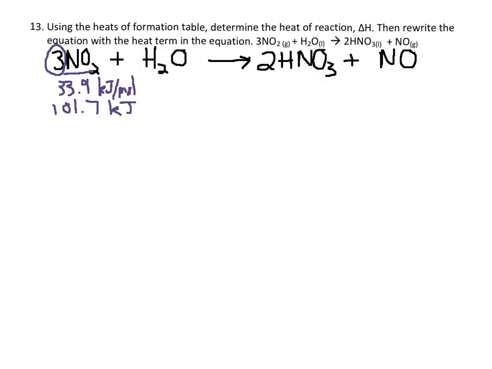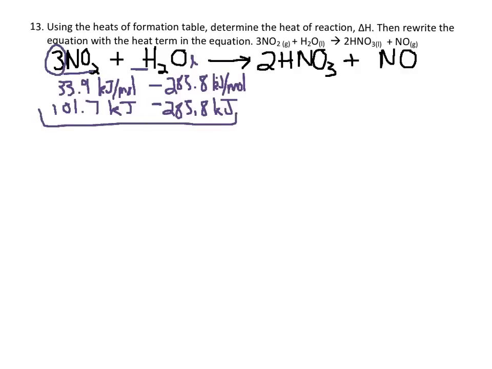Okay, now we're going to look for water, and make sure you find liquid water. That's the one we have in this problem. On the heats of formation table, that's negative 285.8, and that's kilojoules per mole. Then you multiply it by 1 because there's no coefficient, so it's still 285.8. That's kilojoules now. These are our two reactants, and so we're going to combine those to make our HR, heat of reactants. And that number is negative 184.10 kilojoules.